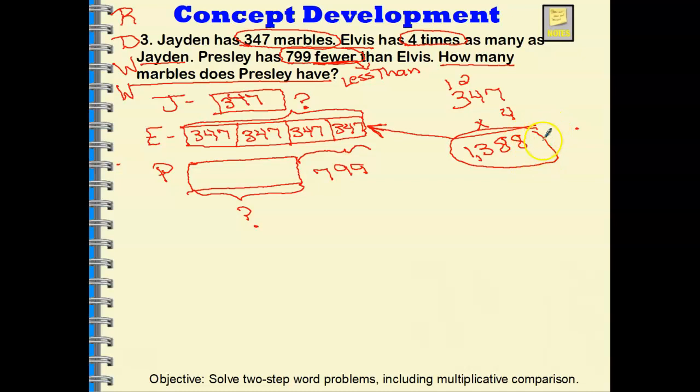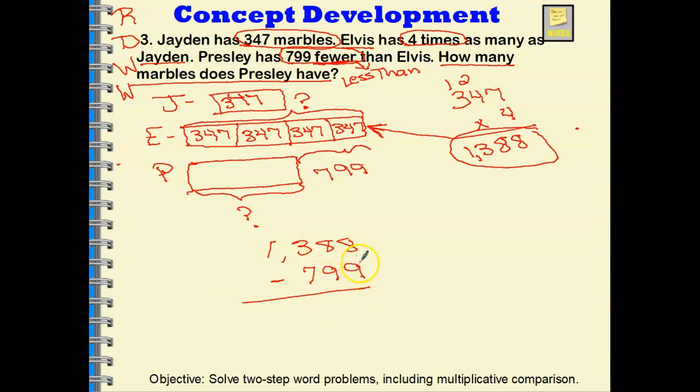So now, am I done? No, because that's one step. I have another step I have to do. I need to know how many marbles Presley has. So I'm going to take the total number that Elvis has, which is 1,388. And I know that Presley has 799 fewer. So fewer means I'm going to subtract because that is less than. I'm going to subtract that 799.